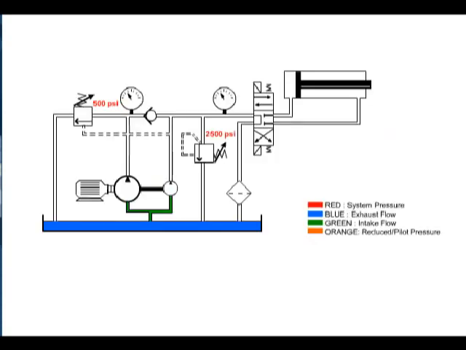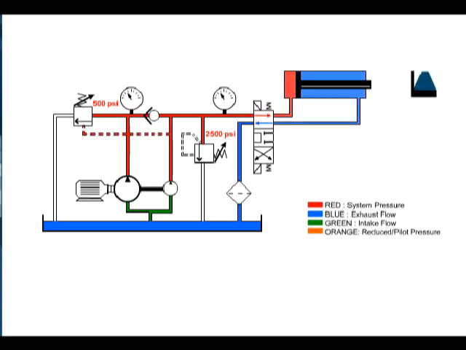This is a high-low circuit. Such a circuit would be used to achieve high speed or rapid advance at low pressure, followed by slow speed and high force. A good example of a high-low system would be a press, where the ram would rapidly advance up to the workpiece. At that time, the pressure starts to build.